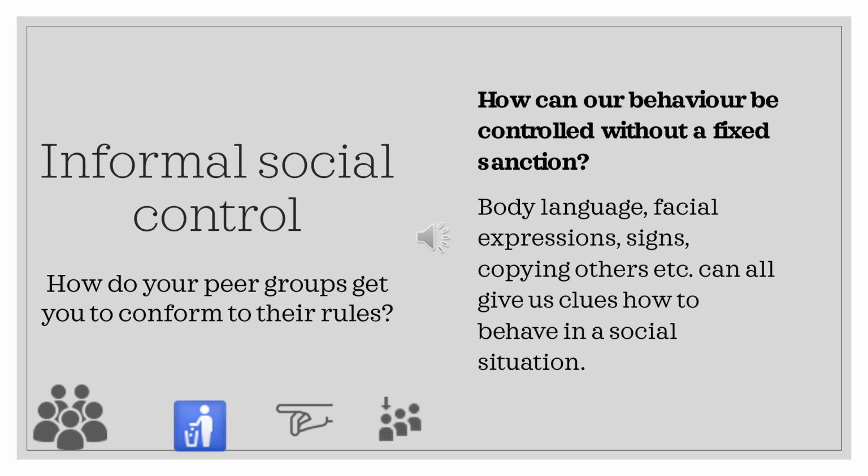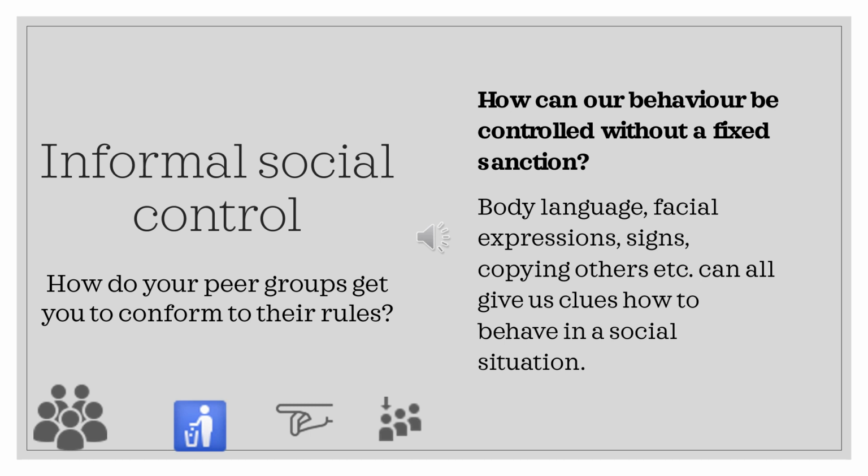Now, we just mentioned informal social control. Obviously, this is the other side of social control and controlling people's behaviour in society. So you may want to think about, how do your peer groups get you to conform to their rules? Because the people you hang around with, the people who are your friends, you're going to behave in a certain way. You're going to talk to each other in a certain way. You're going to accept certain things as a group, particularly if you subscribe to Becker's interactionist ideas. But informal social control can work in many different ways.